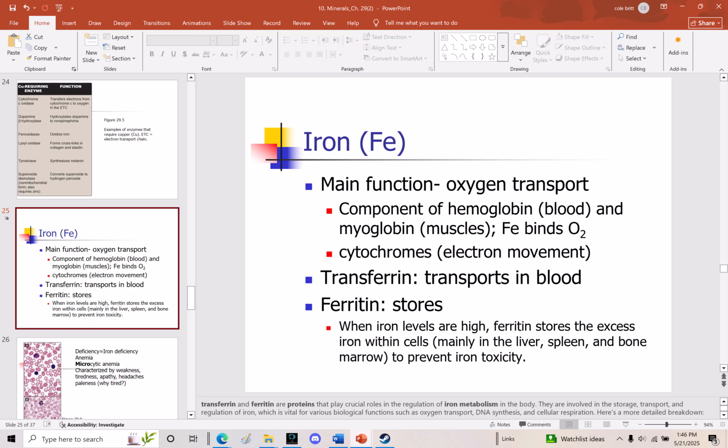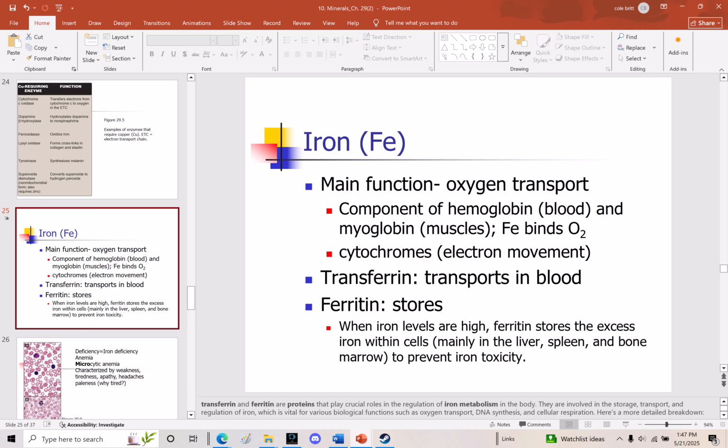Iron, main function, oxygen transport and hemoglobin. Hoping you guys remember that from last term. So it's a major component of hemoglobin and myoglobin. It is iron that binds to oxygen in these guys. So you cannot move oxygen without iron. Gotta have iron because it's what binds to the oxygen.